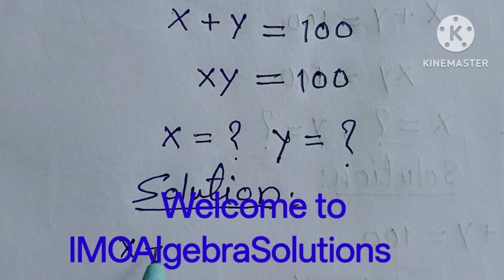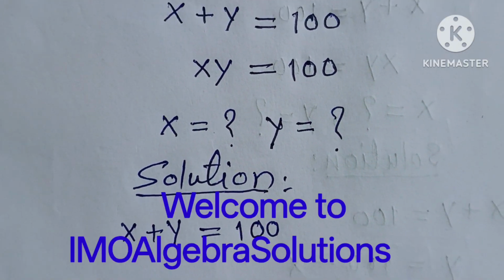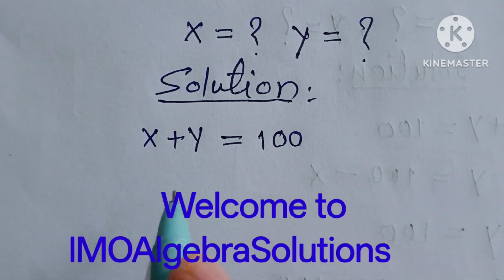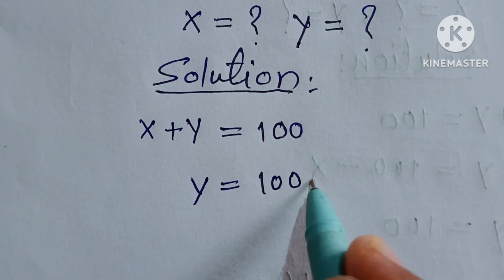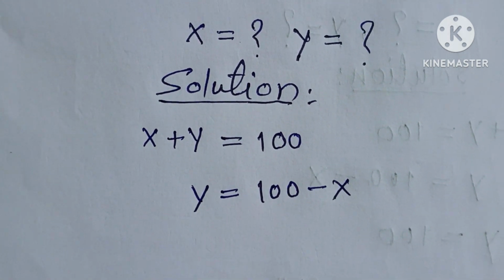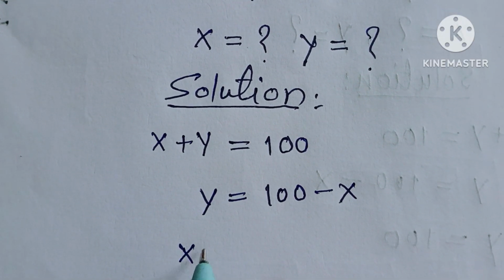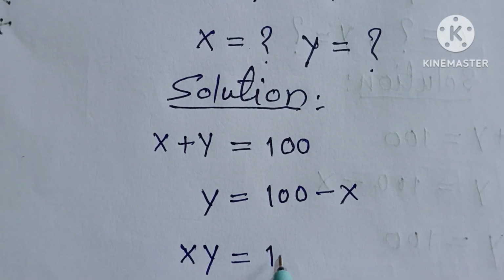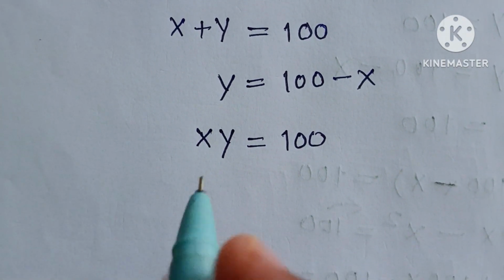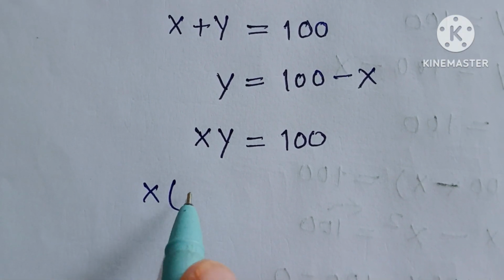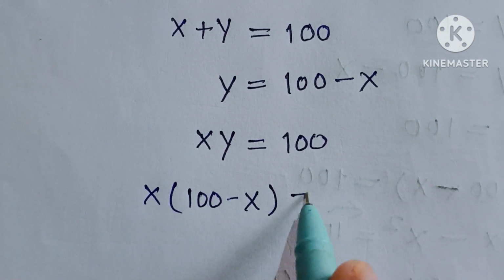x plus y equal to 100. So we can write here y equal to 100 minus x. So xy equal to 100. Here put the value of this y.